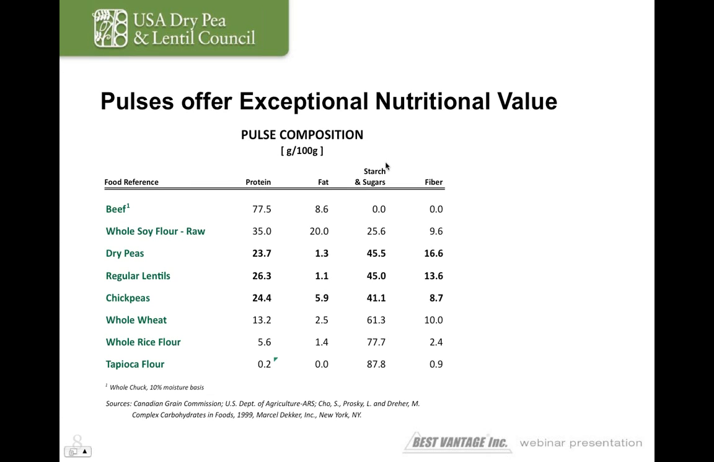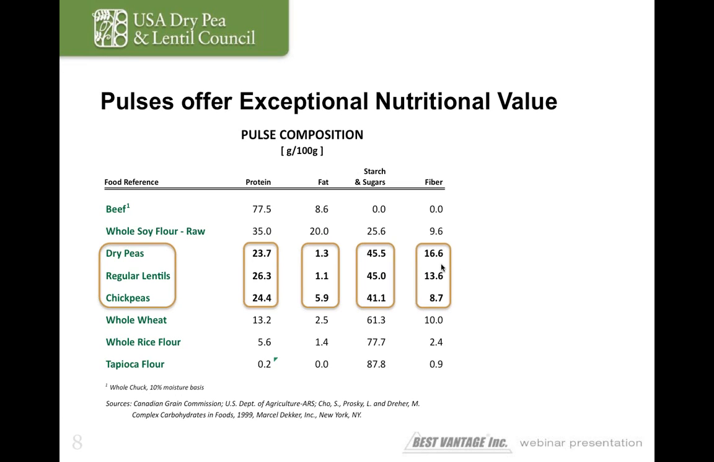Now, pulses offer exceptional nutritional value, as this chart will show you. If we look at the 3 pulses of interest to our presentation, dry peas, regular lentils, and chickpeas, we find that they have a protein content that is somewhere between that of soy and of cereals. They're also very low in fat, similar to cereals, but they contain a very significant amount of starches and sugars, which affect their functionality. This makes them more like cereals and less like soybeans. And then when it comes to fiber, they tend to be very good sources of fiber.